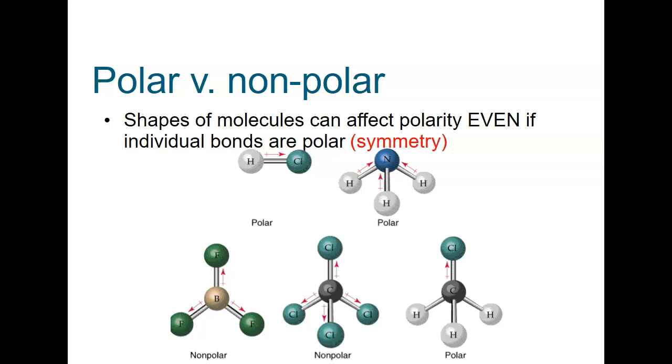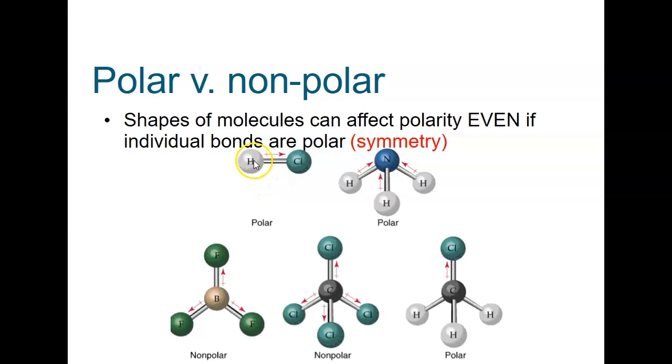Okay, so if a shape is symmetrical, even if the individual bonds are polar, the polarities cancel out and the molecule becomes nonpolar. Okay, so for example, BF3 here is symmetrical. It's trigonal planar. So even though these three individual bonds between boron and fluorine are all polar bonds, like fluorine is pretty greedy for the electrons, because they are perfectly at 120 degrees from each other and they're perfectly symmetrical, they actually cancel each other out. Okay, so this BF3 molecule acts completely nonpolar.